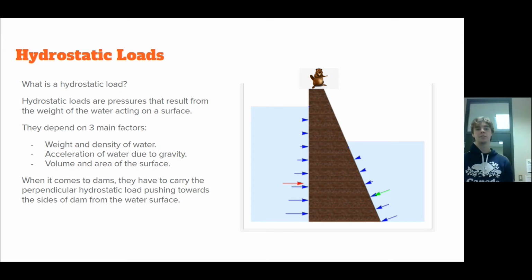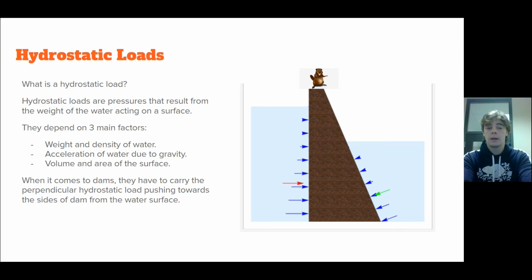Yeah, hydrostatic loads. What is a hydrostatic load? Hydrostatic loads are pressures that result from the weight of the water acting on a surface. They depend on three main factors. First is weight and density of water. The second is the acceleration of water due to gravity. And the third is the volume and area of the surface.